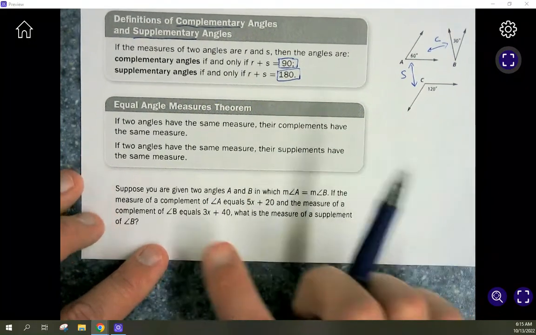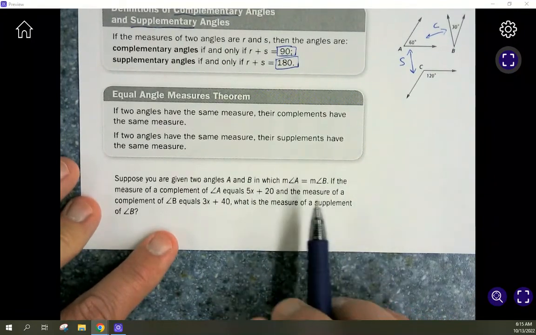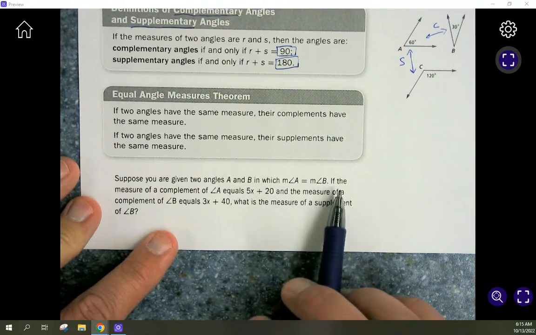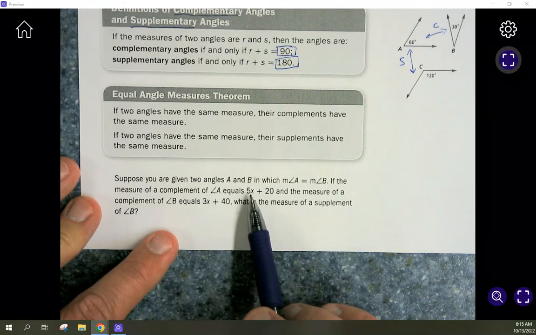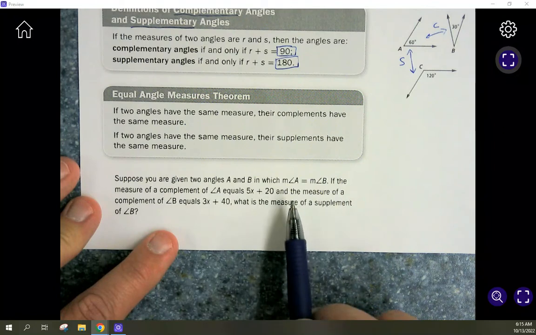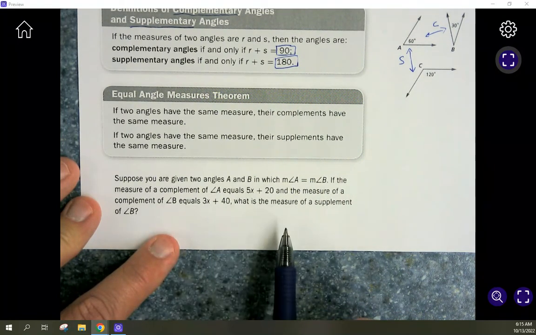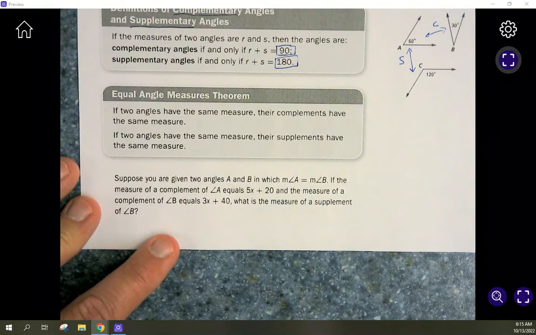It just makes sense. So suppose you're given two angles, A and B, and the measure of angle A is equal to the measure of angle B. So they're equal. If the measure of a complement of angle A equals 5x plus 20, and the measure of a complement of B equals 3x plus 40, what is the measure of a supplement of B?